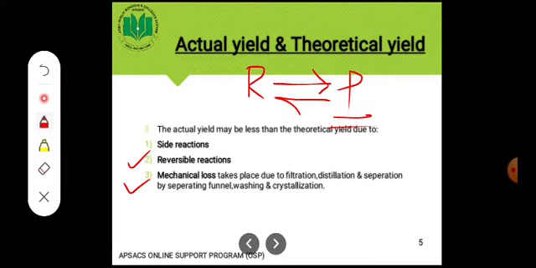The third reason may be that mechanical loss may take place. Means during handling of apparatus, some loss of product may take place, and the processes can be filtration, distillation, separation by separating funnel, washing, and crystallization.